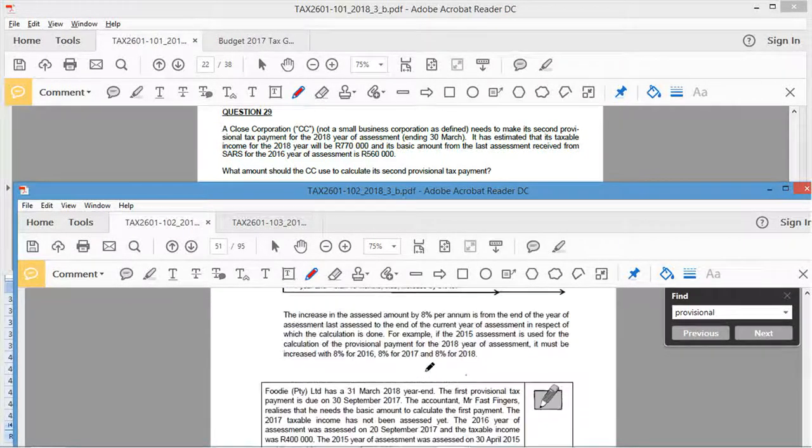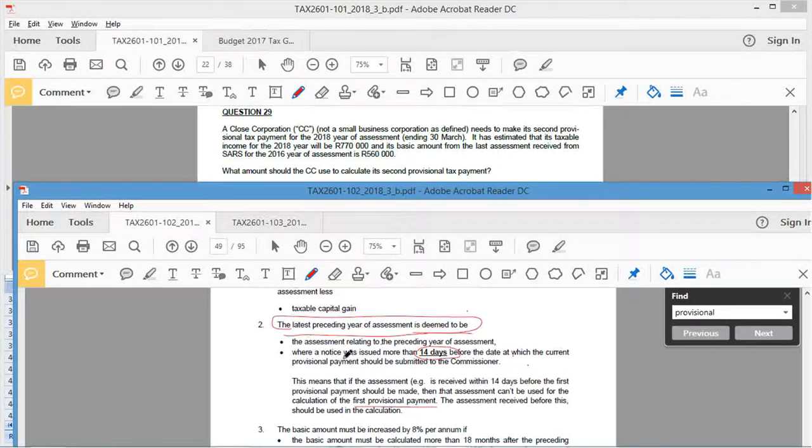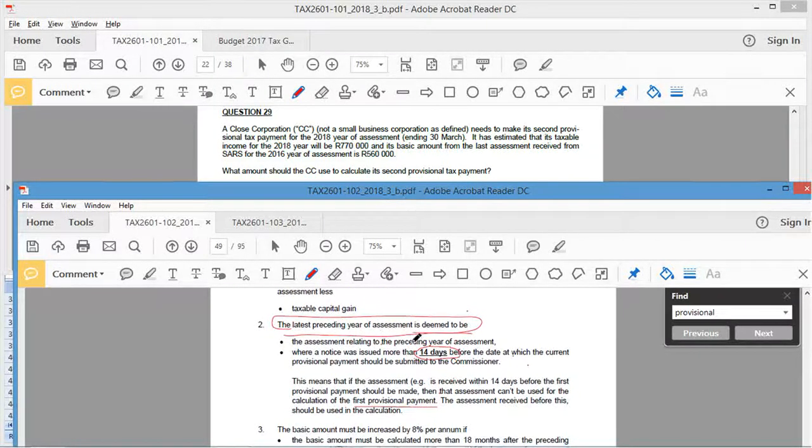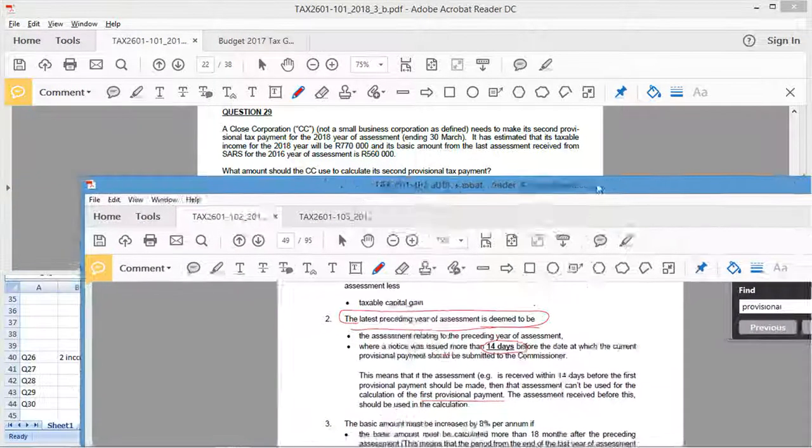Remember the basic amount, just to go back and show you this, there's the basic amount in the preceding year, assessed by the commissioner. The latest preceding year of assessment is deemed to be within the 14 days. So here, the previous year of assessment, if we're looking at 2018, would have been 2017. They said make a second provisional tax payment for the 2018 year of assessment. It was estimated the taxable income for the 2018 year amounted to that, and its basic amount from the last assessment received from SARS for the 2016 year of assessment is 560. So I would use the 560 here.